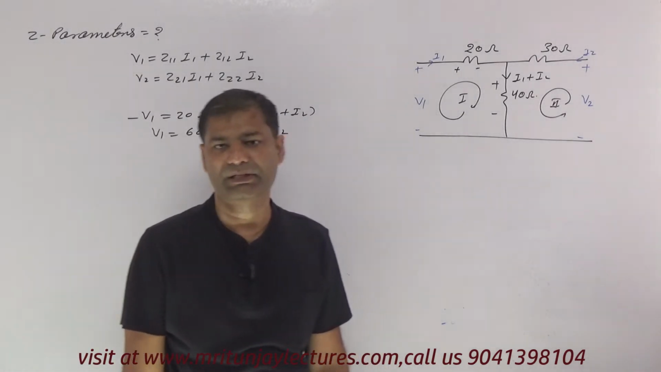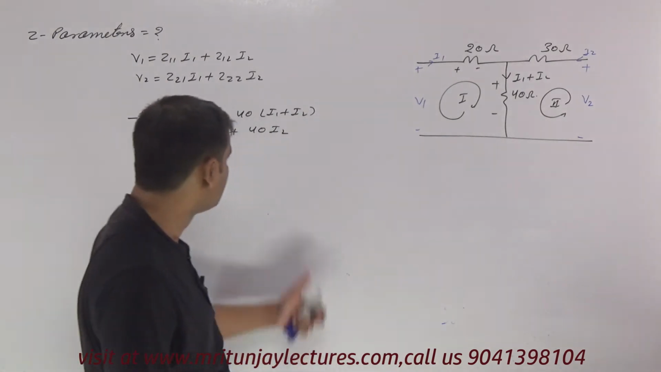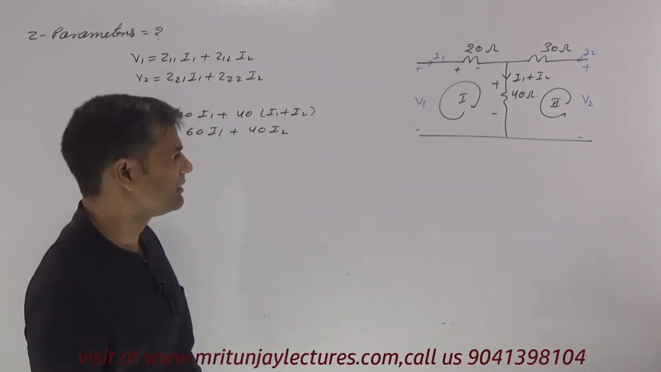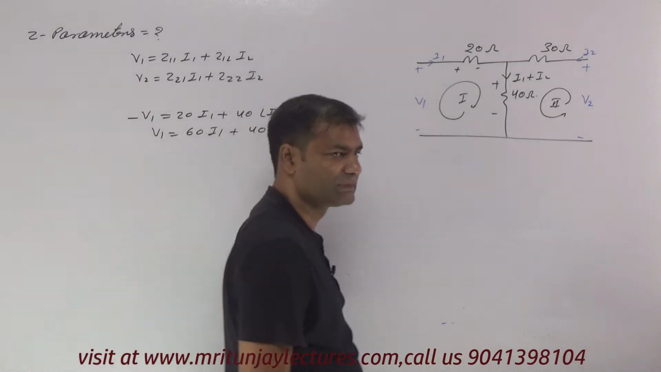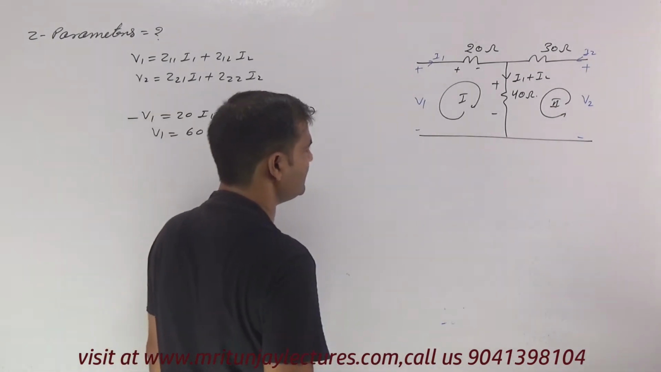Okay, if the circuit is easy, then we get the answer in very few steps. Otherwise, if the circuit is complicated, then there are more steps. Otherwise we follow the first method, the conventional method.